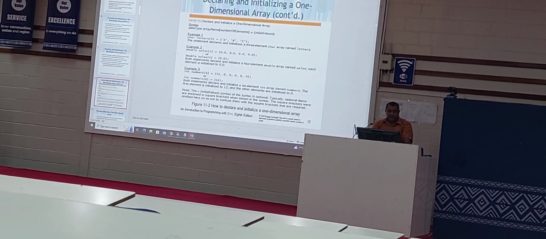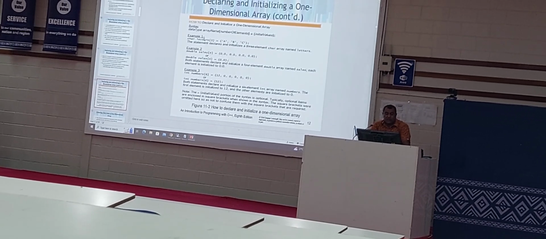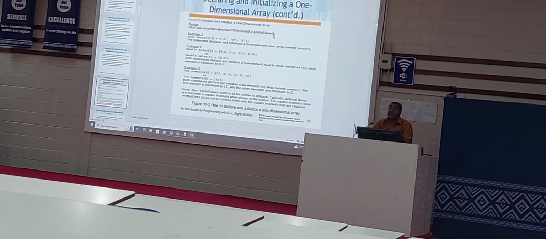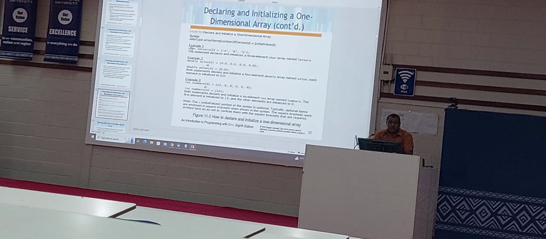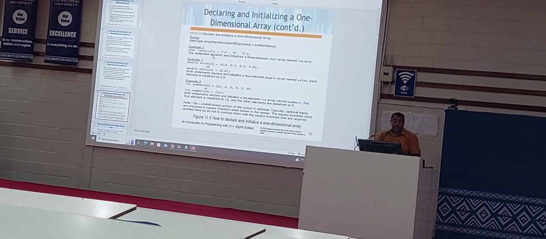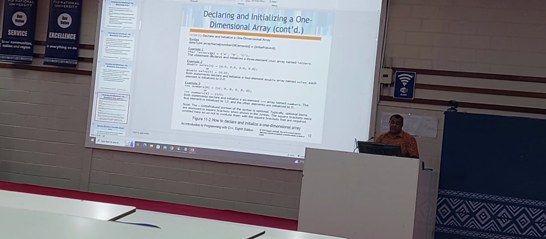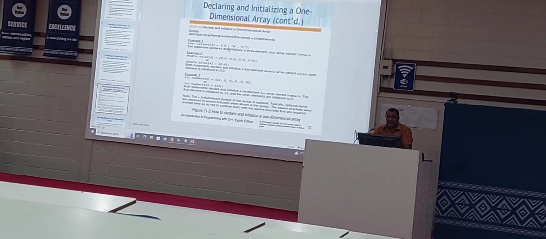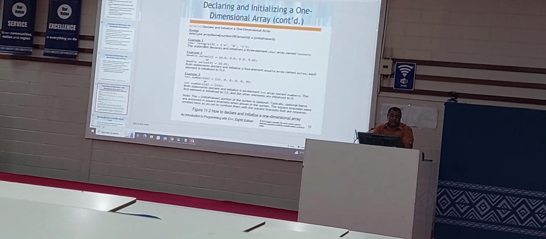Let's look at some examples here on slide number 4. Data type, array name, number of elements equal to initial values. Example number 1: char letters, that's the name of the array. The size of the array is 3. That means it can contain 3 elements or 3 characters. And these are the 3 characters populating this letters array.